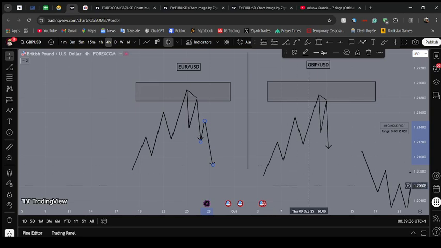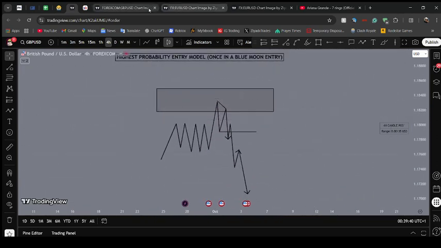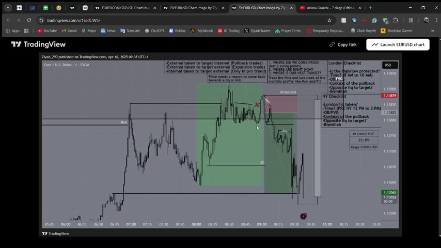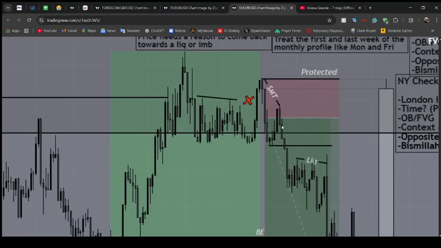And last but not least, the highest probability entry model. This one. As you can see from here, it built up liquidity before it broke this low. It already gave an SMT. So it was valid for me to enter as soon as this low got broken.